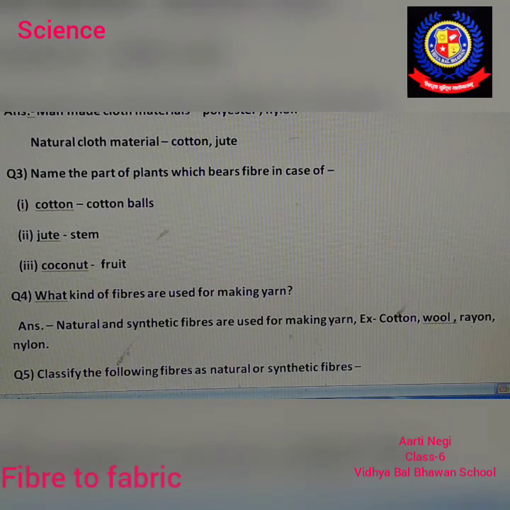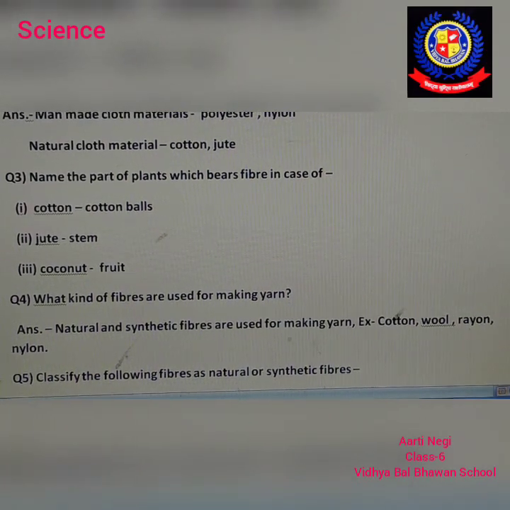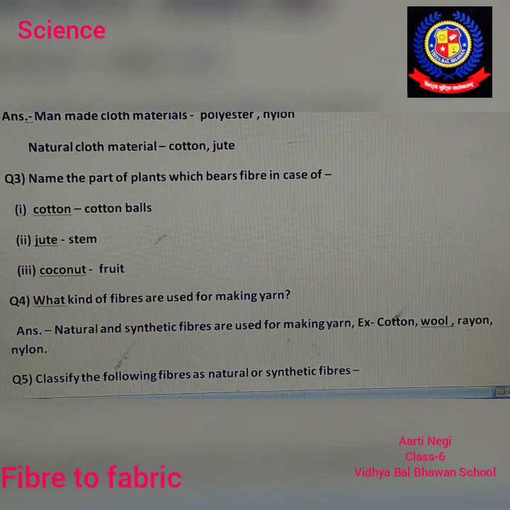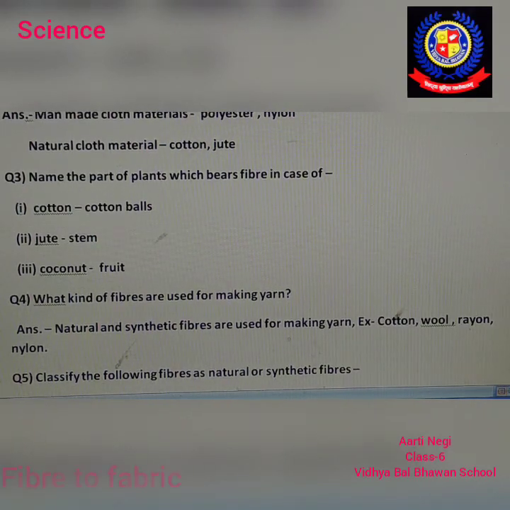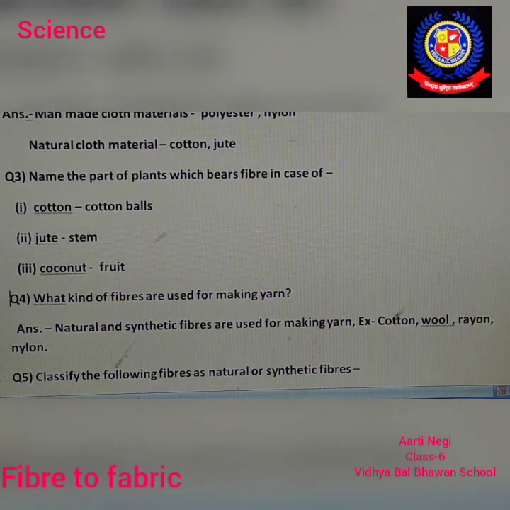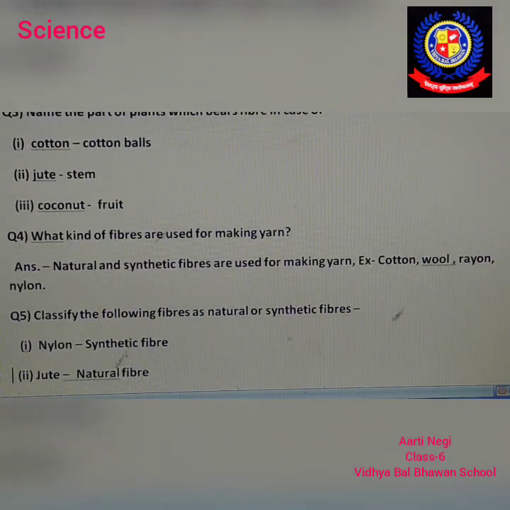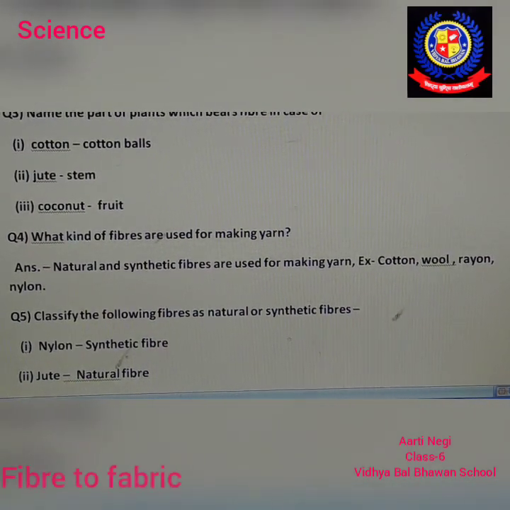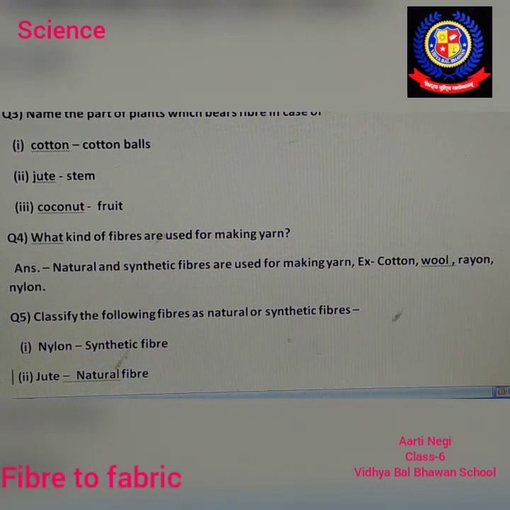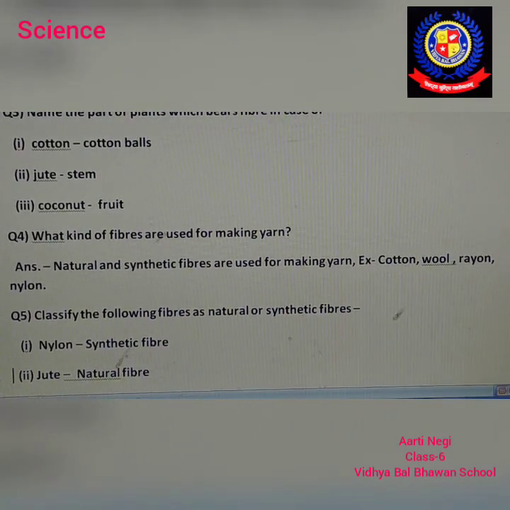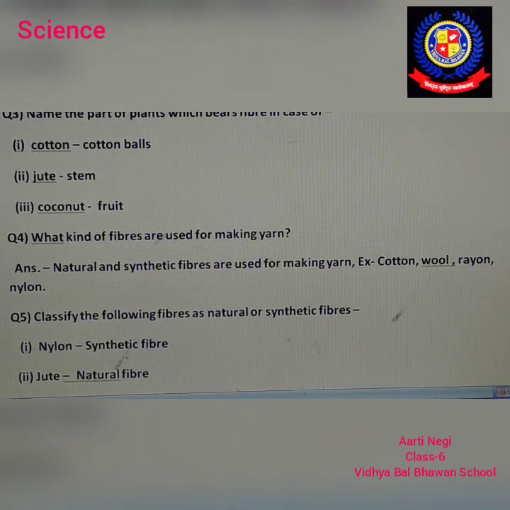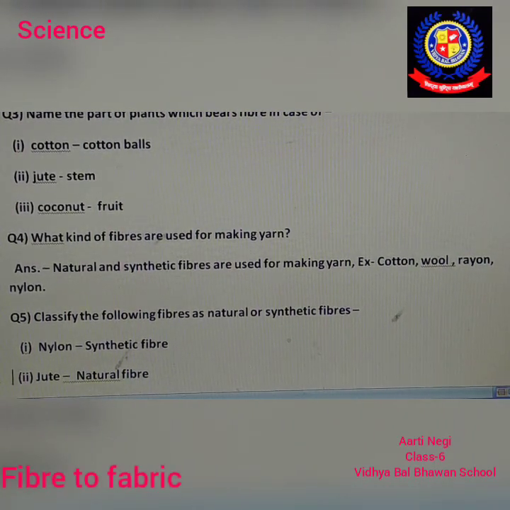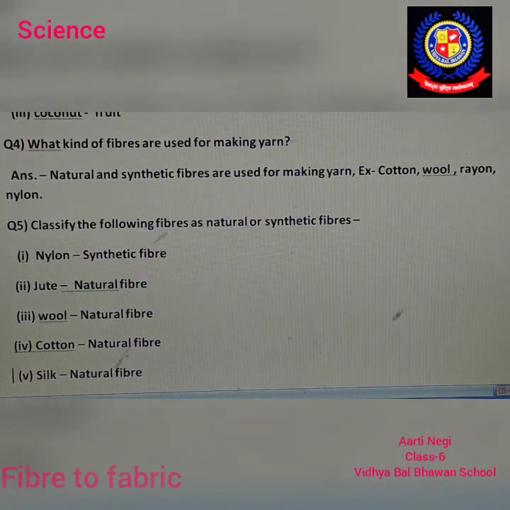Okay, now come to question number 4. What kind of fibers are used for making yarn? Means the kind of fibers in the cloth that you are wearing, I am wearing here. So as I have already told you, there are two types of fibers, natural fibers and synthetic fibers, that are used for making yarn, and its examples are cotton, wool, rayon, nylon, etc. Now come to question number 5.